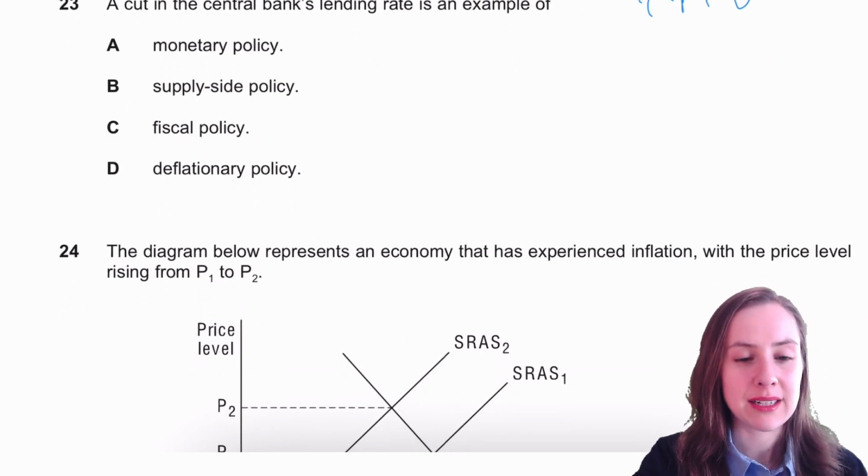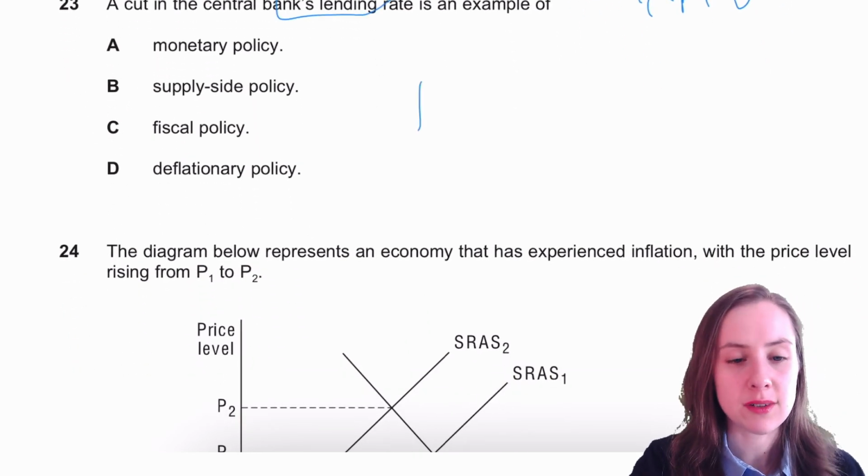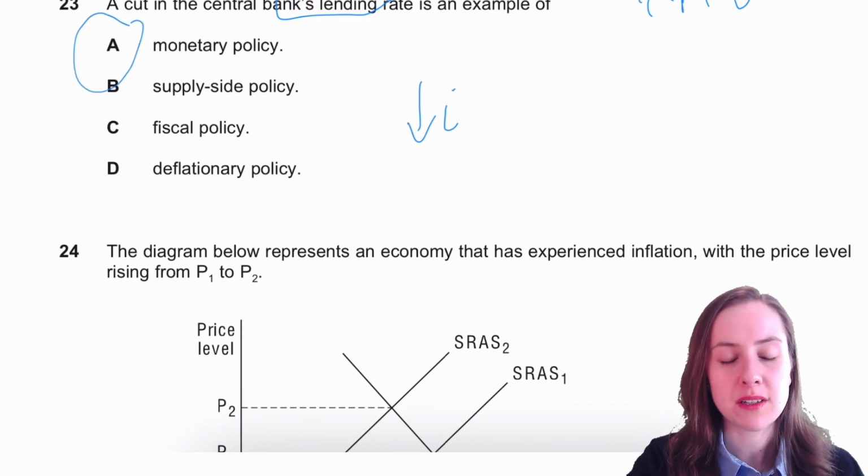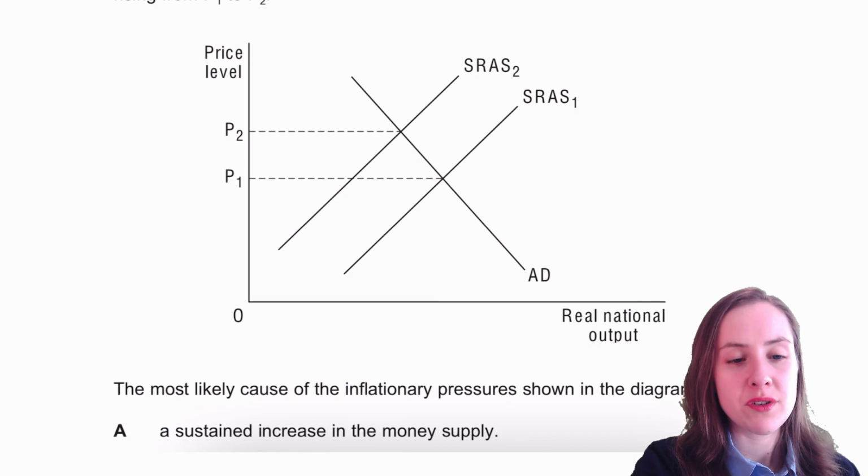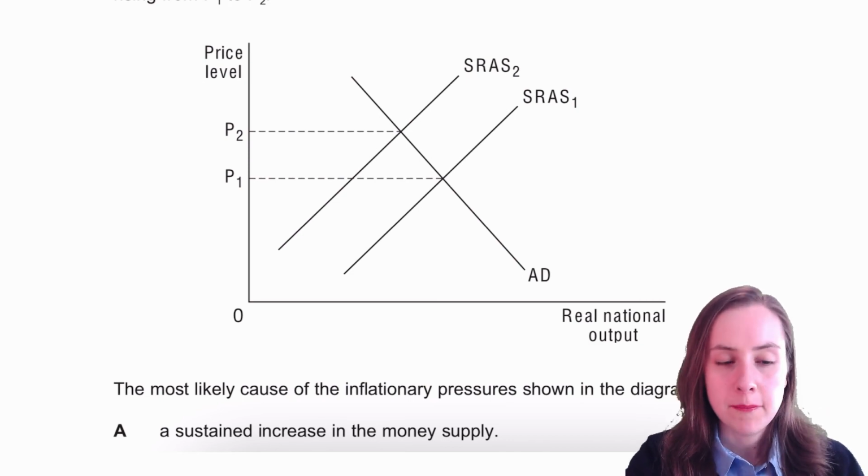Cut in the central bank's lending rate. This is another word for interest rate. Interest rates are falling. This is a type of monetary policy. It's done by the central bank. All monetary policy is done by the central bank, at least in the UK.